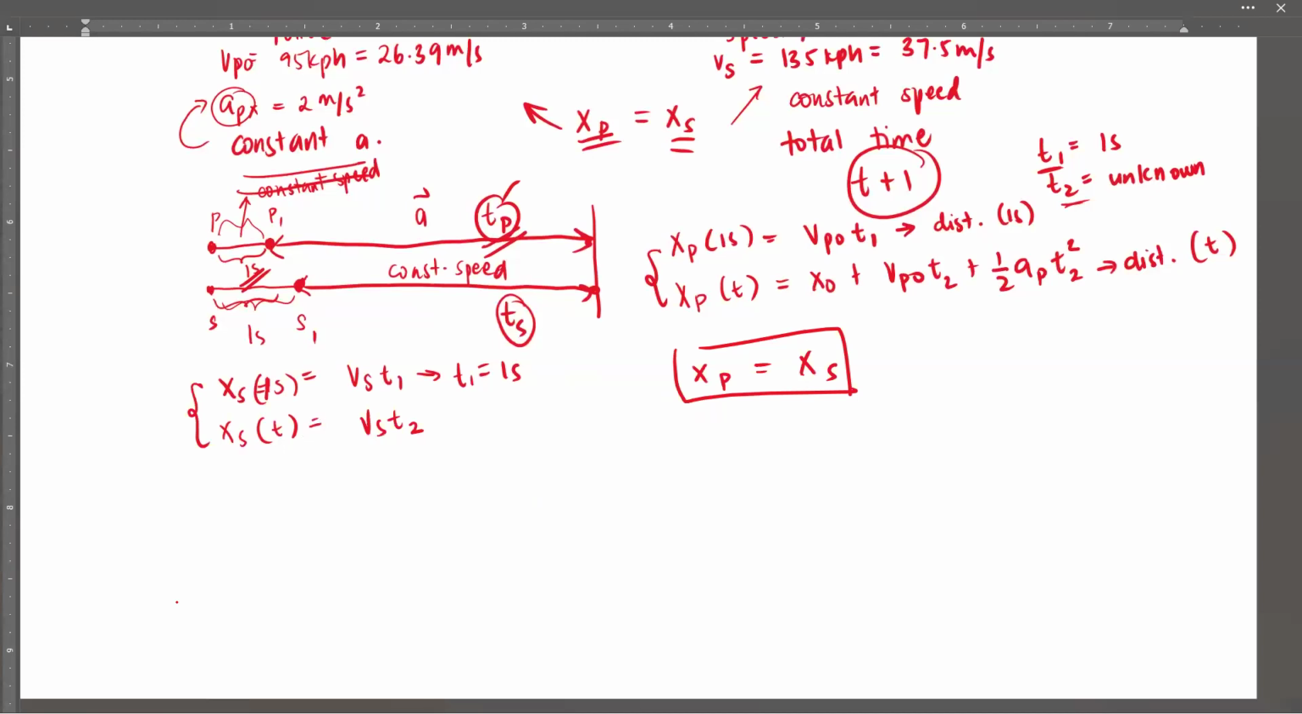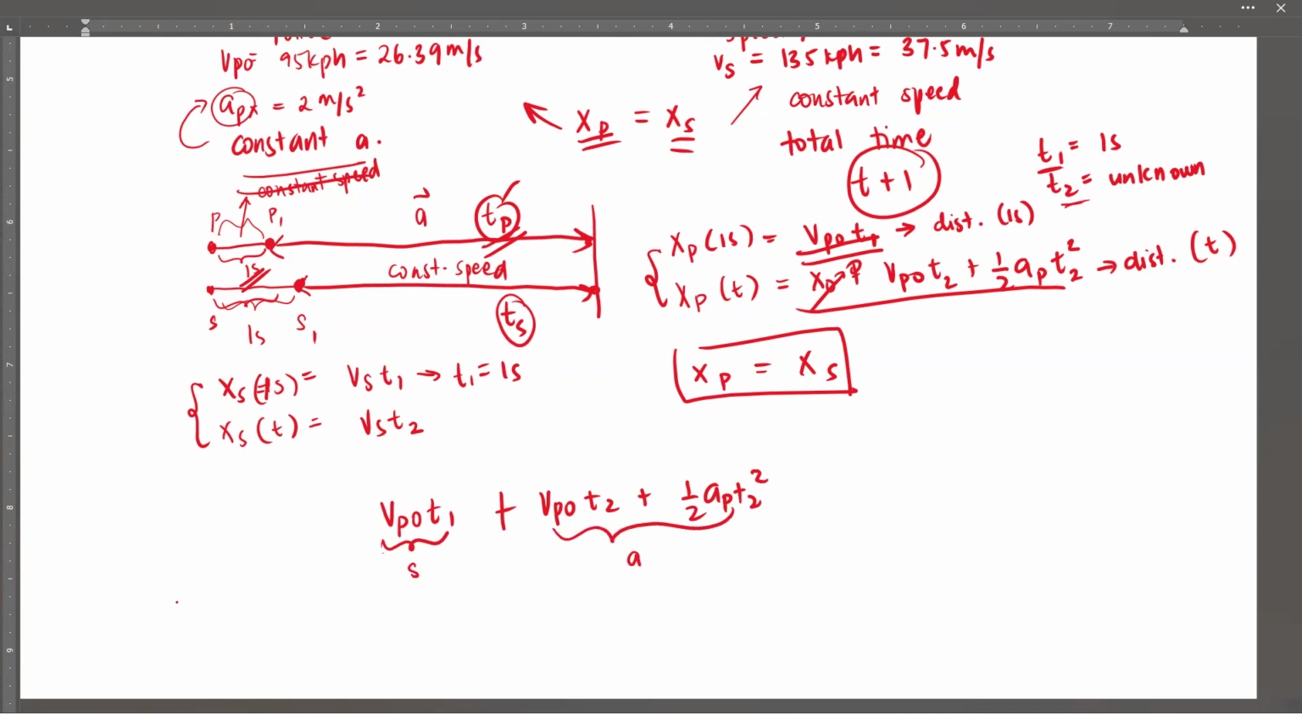So, gagamitin ko 'to ngayon. Ang xp ko ay vp naught times t1 plus itong buong 'to. Pero x naught ko is 0, so 0 ko na lang 'yan. Plus vp naught t2 plus 1 half ap t2 squared. Okay? So, ito 'yung part na constant speed. Ito 'yung part na constant acceleration ni police.